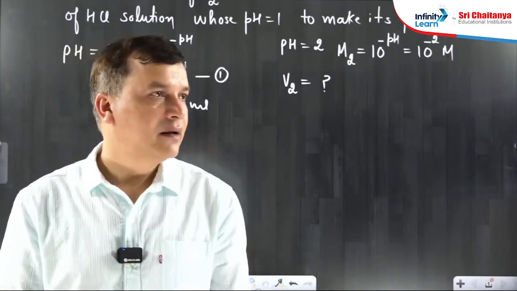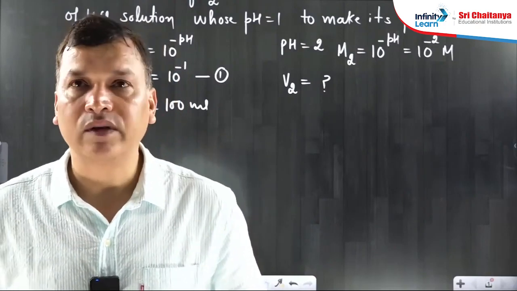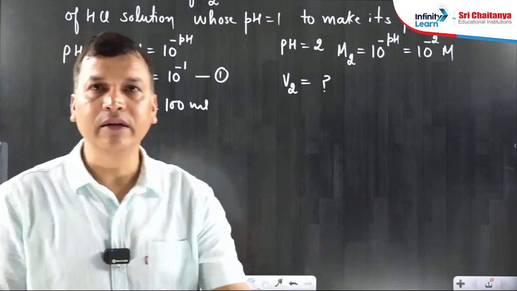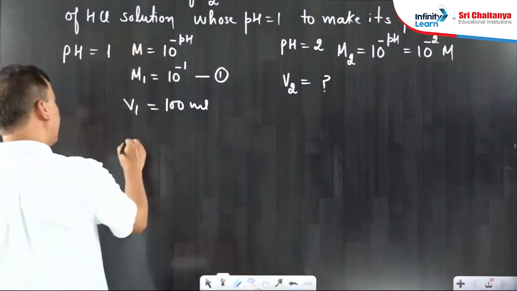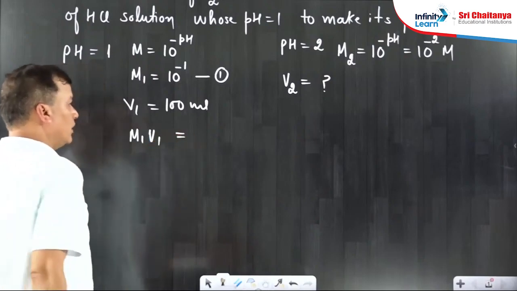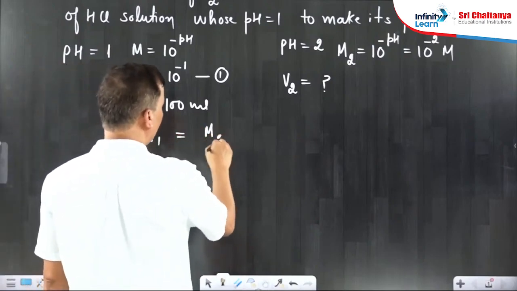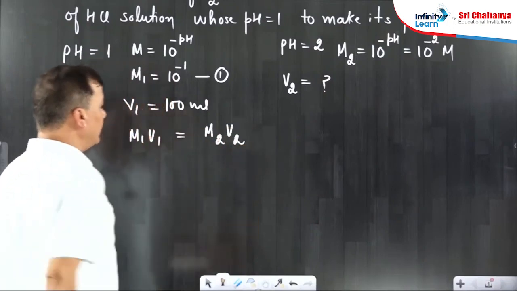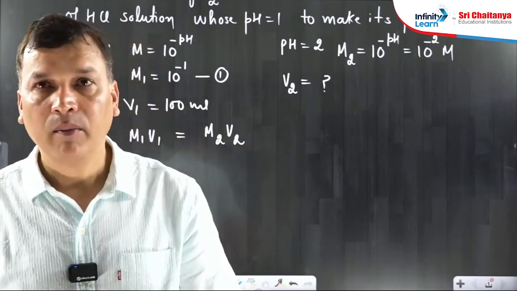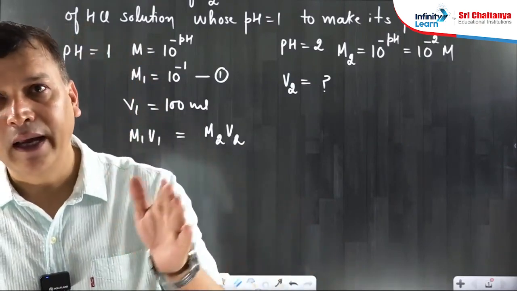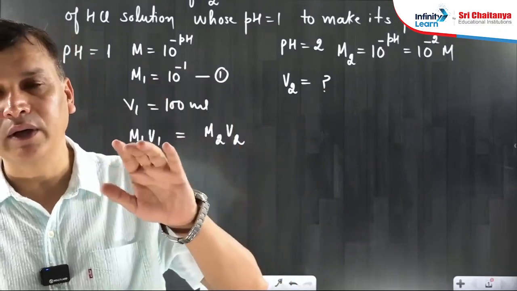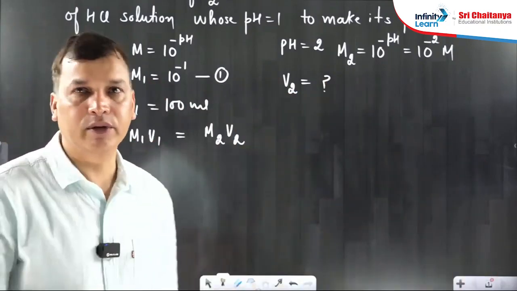The formula is that the number of moles of the solute before the dilution and after dilution will remain the same. So dear student, here M1 V1 is equal to M2 V2. Here 1 and 2 are not solute and solvent; these are molarity before dilution and molarity after dilution, volume before dilution and volume after dilution.